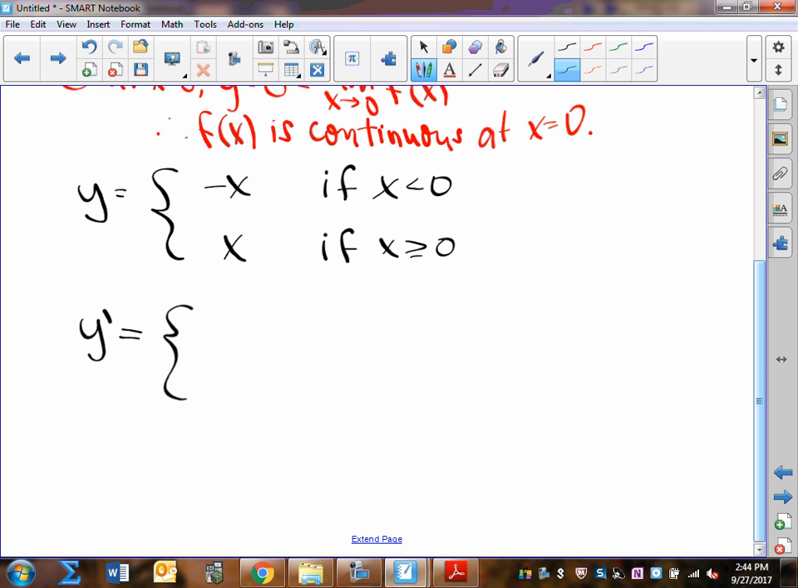So what is the derivative of -x? And we're keeping that same interval. And what's the derivative of x? 1. And we're almost keeping that same interval.